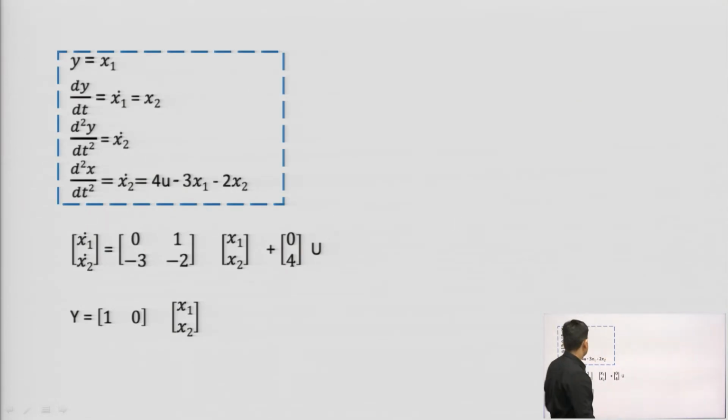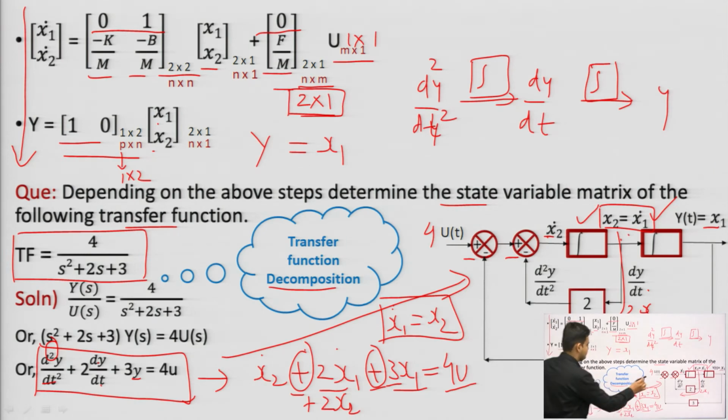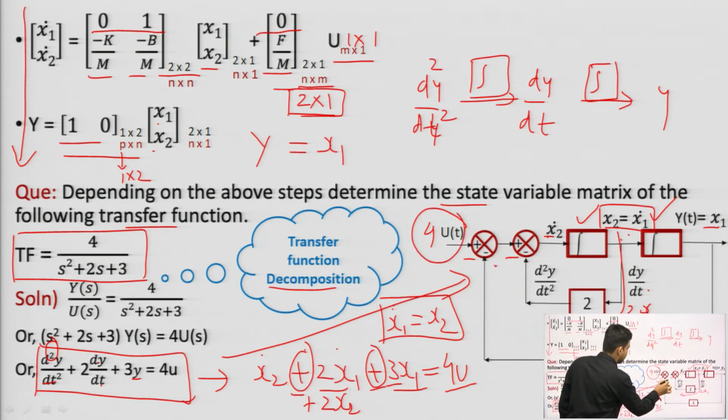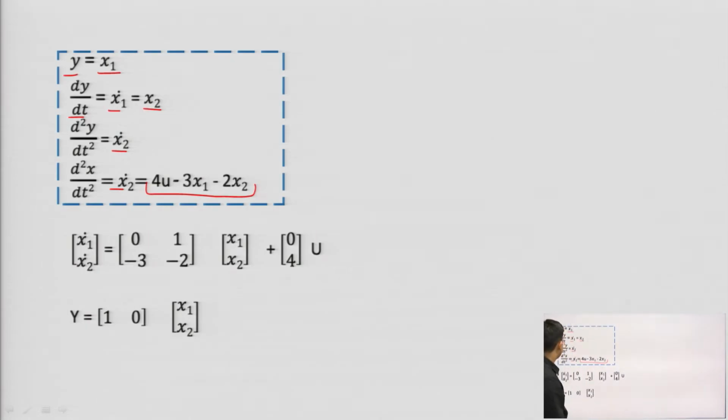So, if I write this model, I will assume y equal to x 1, dy by dt as x 1 dot equal to x 2, and d2 y by dt square as x 2 dot. This one equation is 4 u minus 3 x 1 minus 2 x 2. That is why I am assuming here a plus 4 u(t), and the remaining 2 coefficients as minus in the summation. Okay. So, this is the step of modeling.